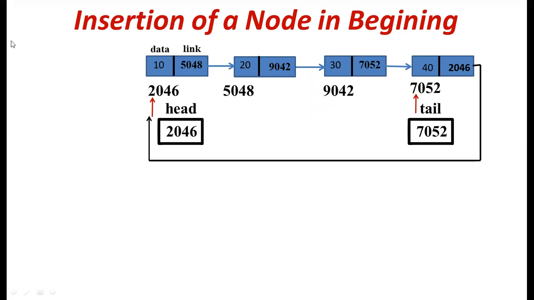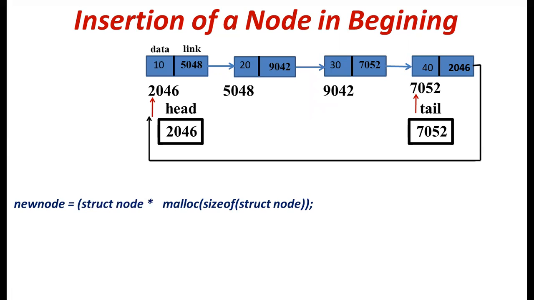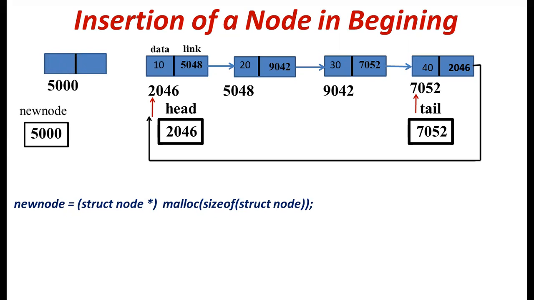So before writing the logic, let us draw the structure of the circular linked list after adding the node at the beginning. Let this be the new node we would like to insert at the beginning, and we created this node dynamically by using the malloc function. Say the memory got allocated at some address, say 5000. Now our new node got created, and we are adding it at the beginning.